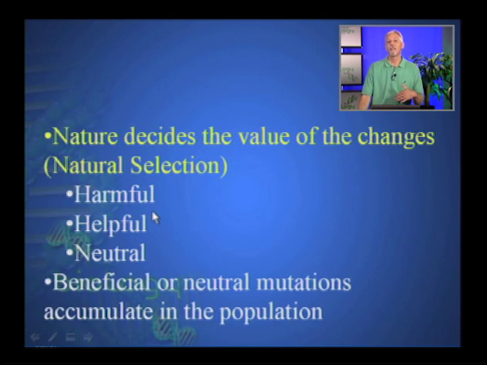Now, the next part of that is that nature makes a decision about these changes. The changes are potentially harmful, helpful, or neutral. And what determines whether something is harmful, helpful, or neutral essentially is this: if it's harmful, it makes you less able to survive and reproduce. Helpful we would define as making an organism better able to survive and reproduce. And a neutral mutation would have no effect on one's ability to survive or reproduce. So when nature is selecting for traits, it's typically selecting for those that are either helpful or in some cases neutral.